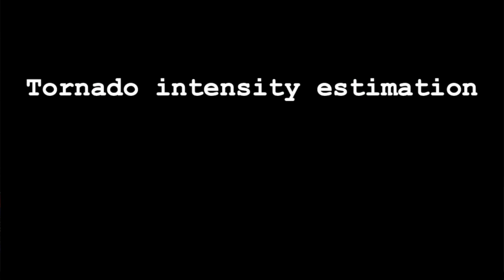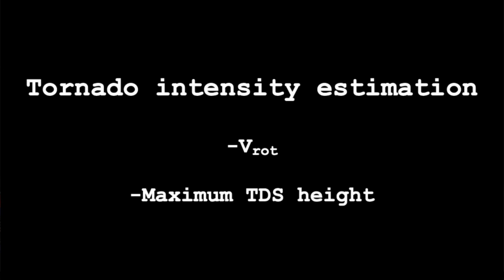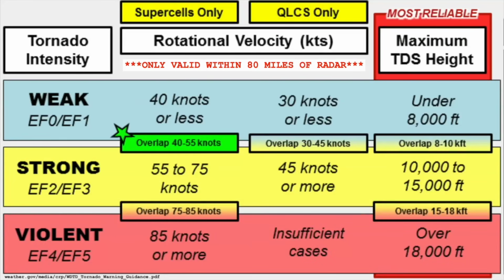In fact, if a tornado vortex signature is within 80 miles of a radar site, tornado intensity can be estimated using a combination of rotational velocity and the maximum height of the TDS. As illustrated in this chart, in supercells, weak tornadoes, EF0 to EF1, tend to feature a rotational velocity at or below 40 knots or 46 miles per hour and a maximum TDS height under 8,000 feet above radar level, while violent tornadoes, EF4+, typically have VROTs in excess of 85 knots or 98 miles per hour and maximum TDS heights of over 18,000 feet above radar level.